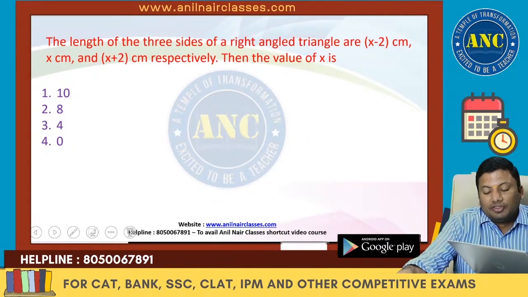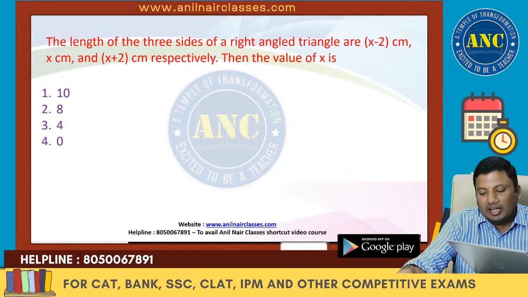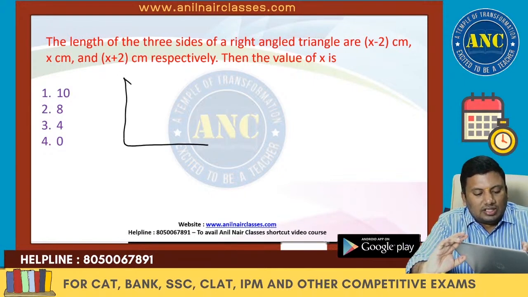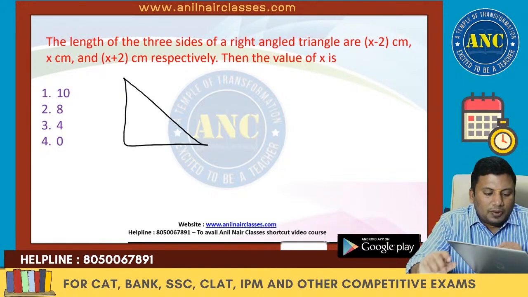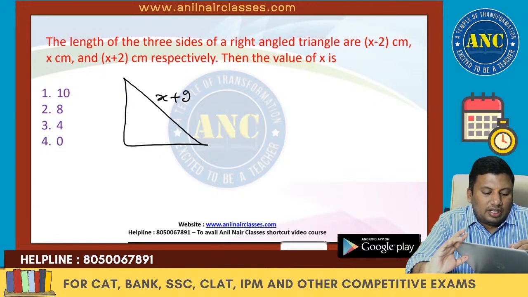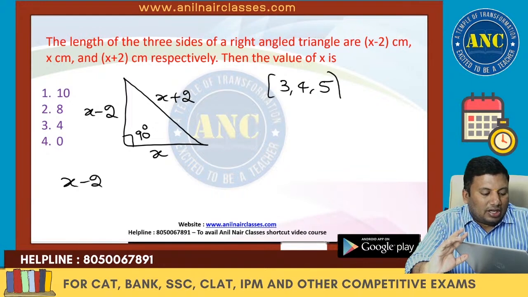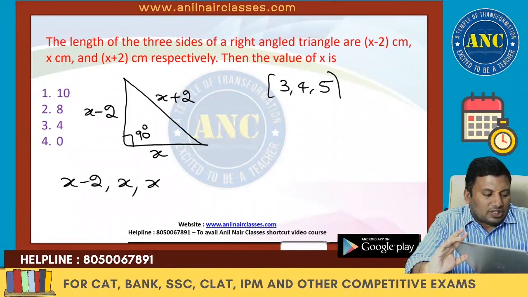Length of the 3 sides of a right angled triangle are x minus 2, x plus 2. x plus 2 is the largest side. So these are x plus 2, x minus 2, and it is x. So what you can do is, what is the Pythagorean triplet with x minus 2, x and x plus 2? Difference is nothing but 2 units.